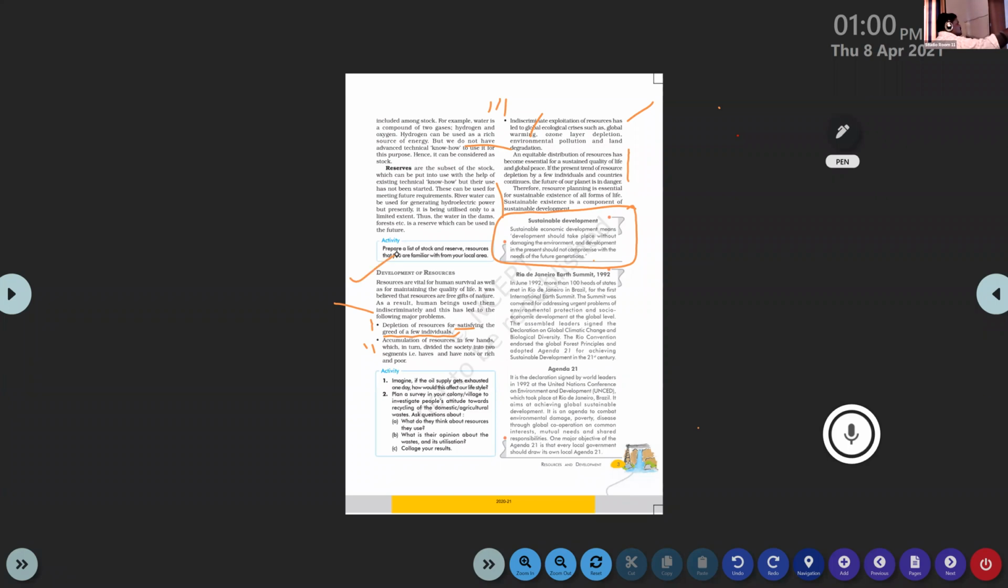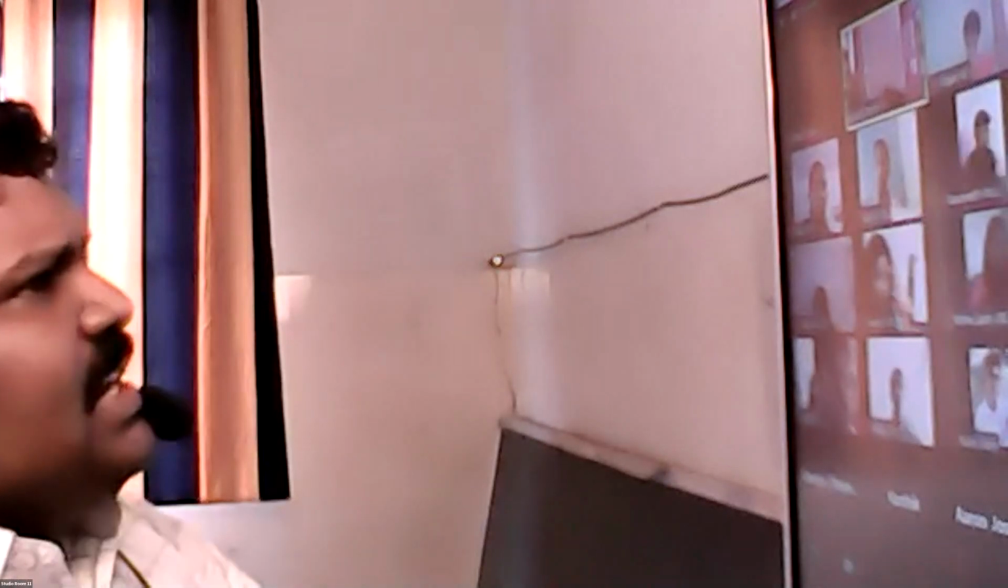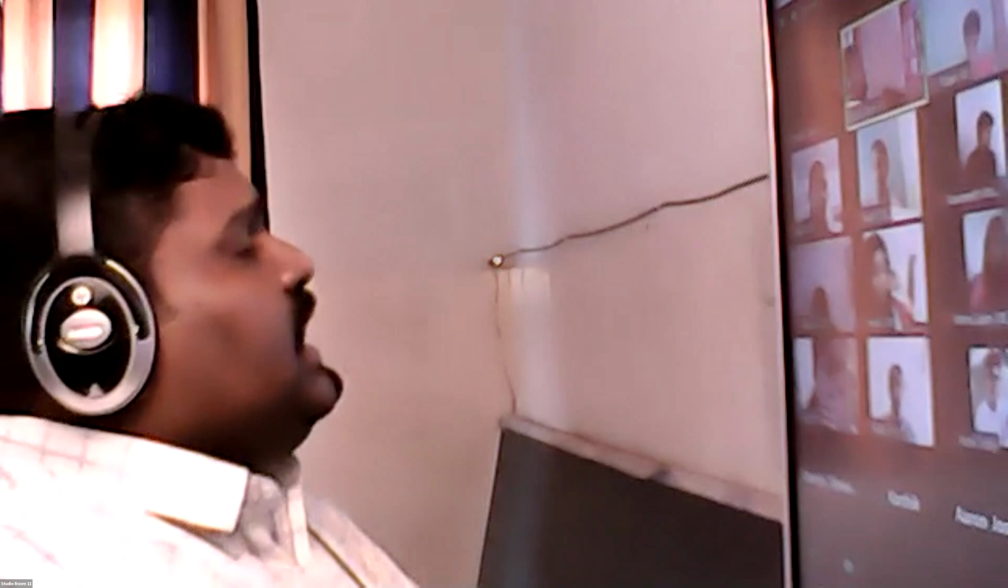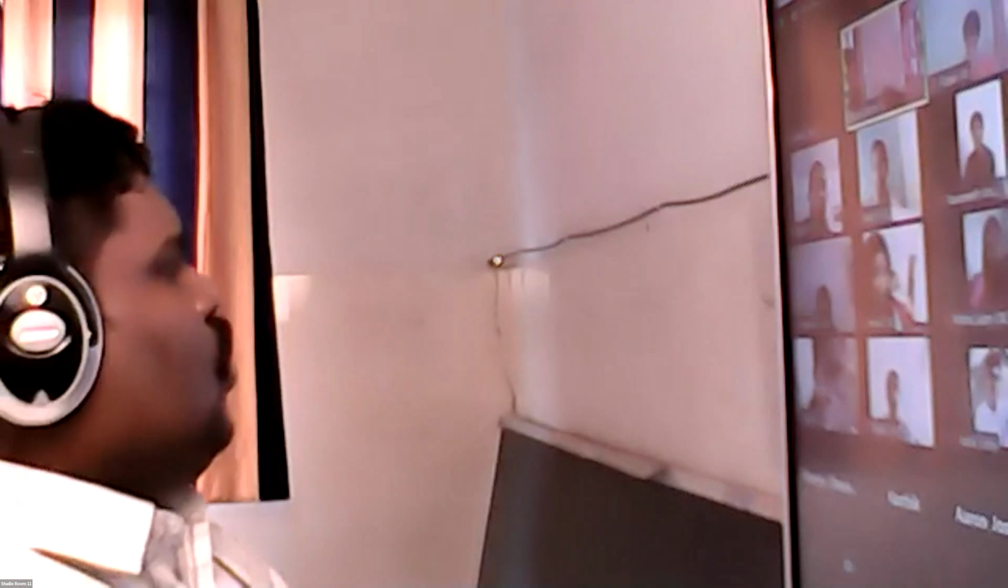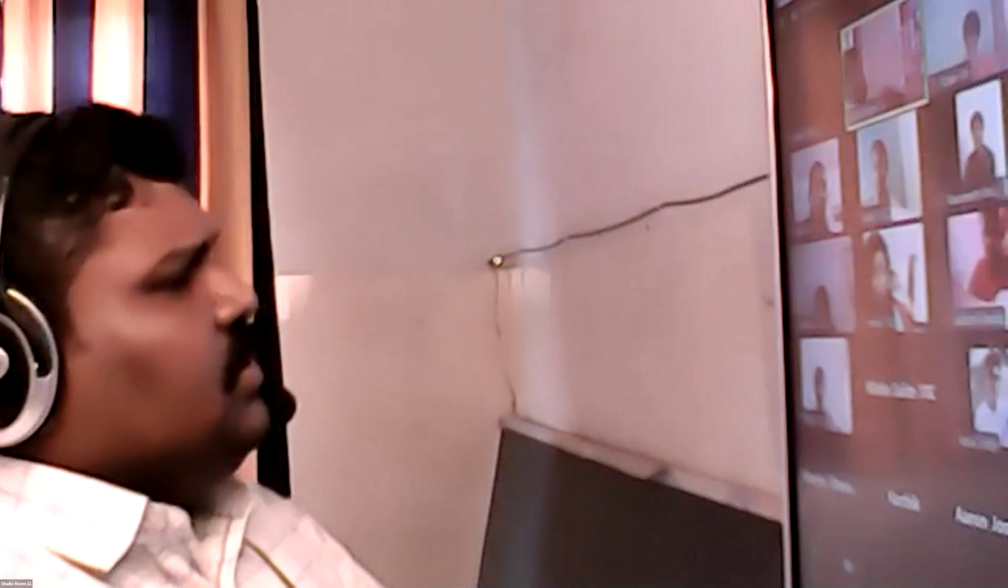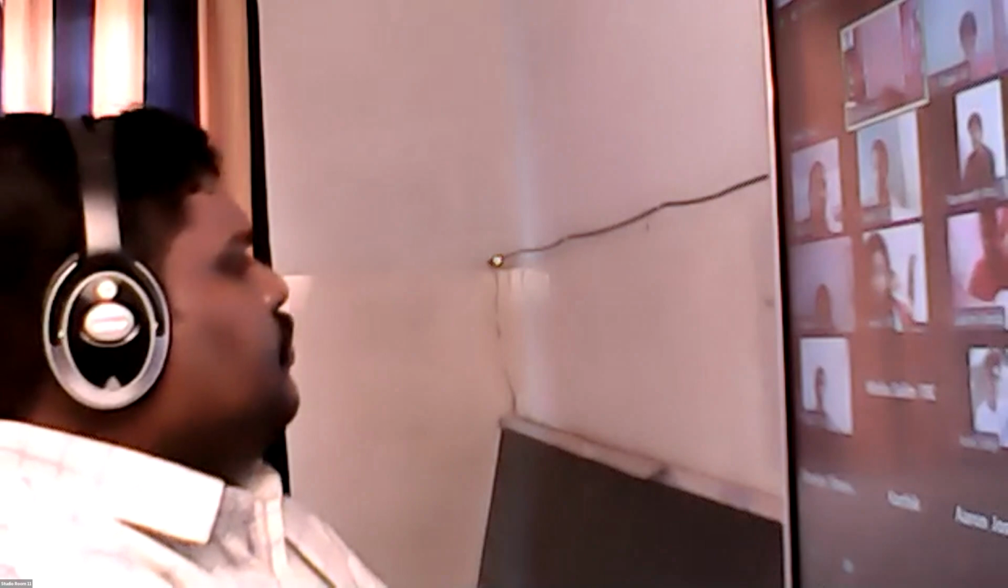Development of resources to the sustainable development. Read fast. Okay, the measures that we want to take to protect the environment. So they decided to meet. We already know that there is an international organization where almost all the countries are members of that organization. Do you know the name of that organization?